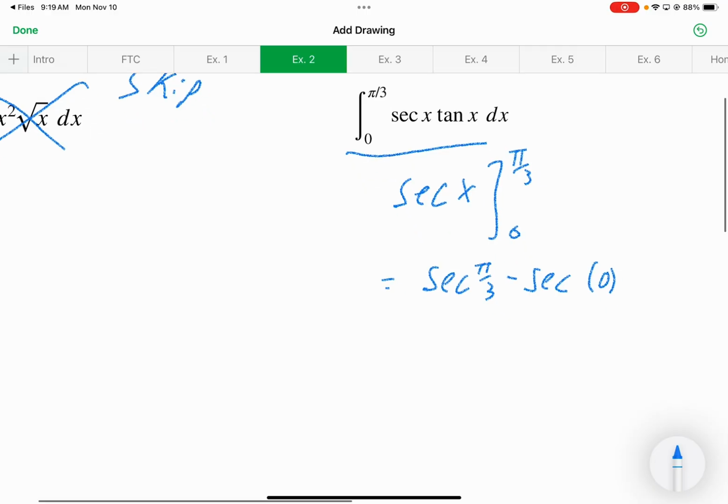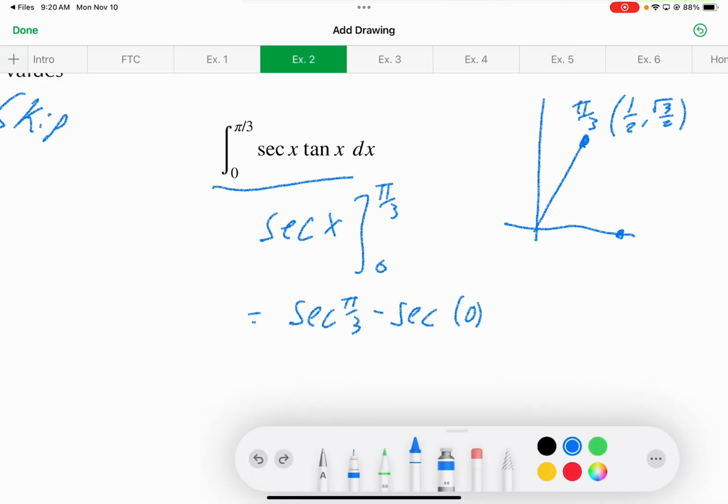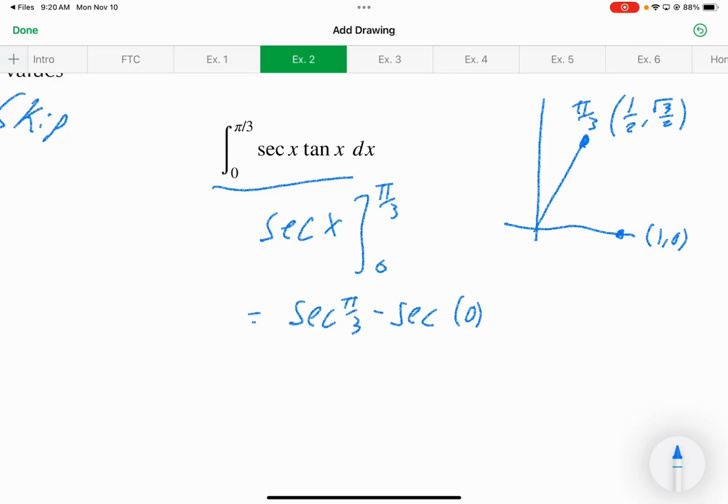I think of secant in terms of cosine. So let's see. Pi over 3 is yonder with my values of 1/2, square root of 3 over 2. And then 0, of course, is here with my values of 1, 0. Okay, so 1 over cosine pi over 3 minus 1 over cosine of 0, which would give me 1 over 1/2 minus 1 over 1, giving me a value of 2.